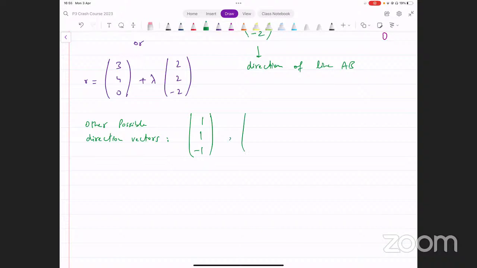Similarly, you could also use 4, 4, minus 4, or 3, 3, minus 3. Essentially, any vector that is parallel to this vector, you could use as the direction vector here. So all of these vectors could be used as direction vectors. Make sense?